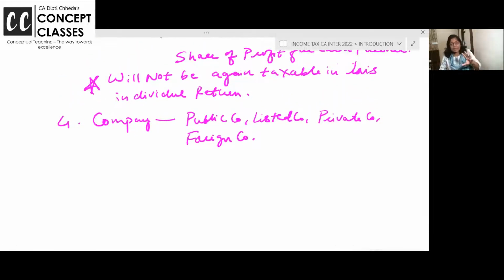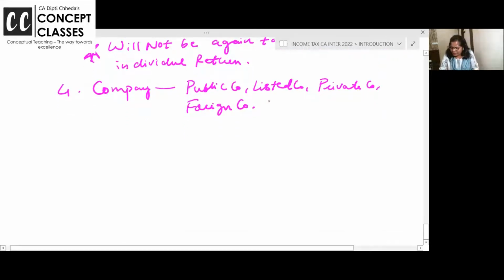So should a company as a person pay the tax? Public company, private company, foreign company? Let me introduce your Section 8 company. Section 8 companies are all your non-trading companies: orphanages, old age homes, those who are working for non-profit motives.